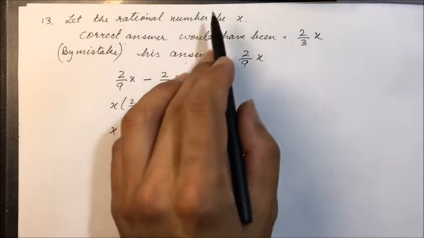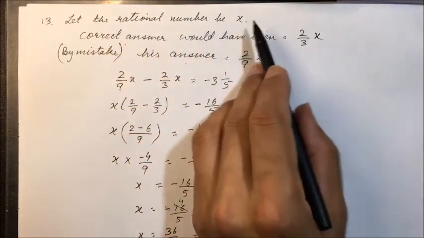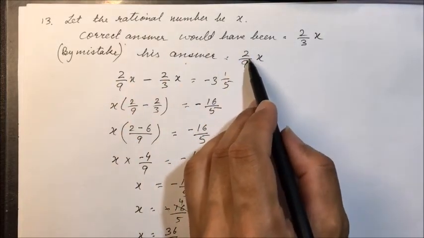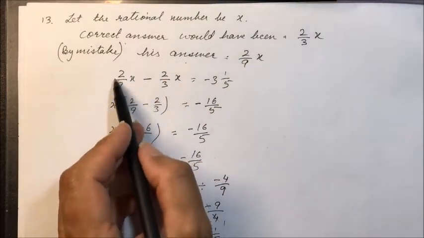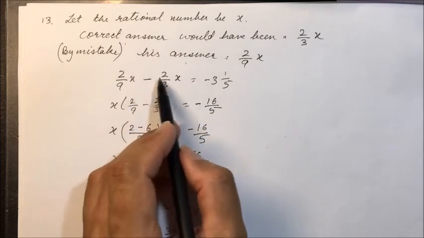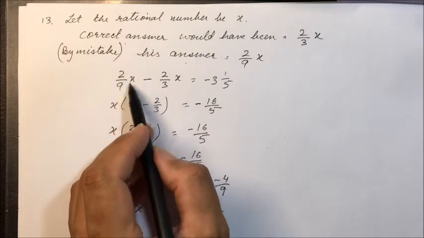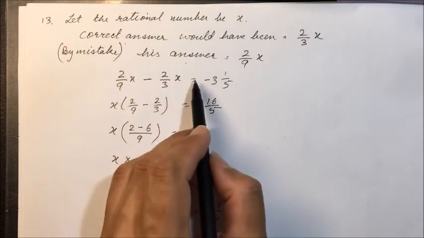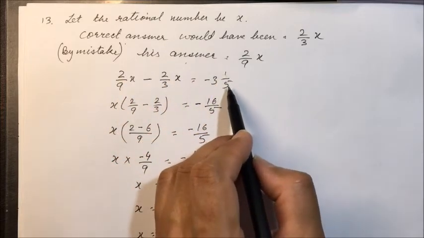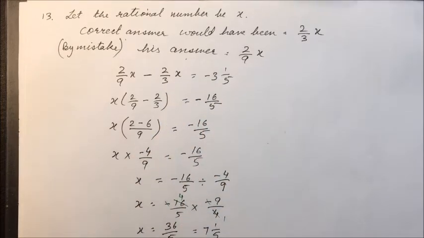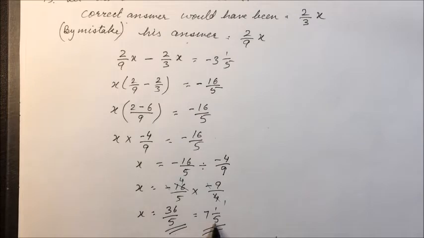This was the rational number given to Ravi to multiply by 2 by 3x, but by mistake he multiplied with 2 by 9. Now his answer is more than the correct answer by how much? This much. So his answer minus the correct answer equal to minus 3 1 upon 5. Now we solve for x and we get that rational number, that is x equal to 36 upon 5 equal to 7 1 upon 5.